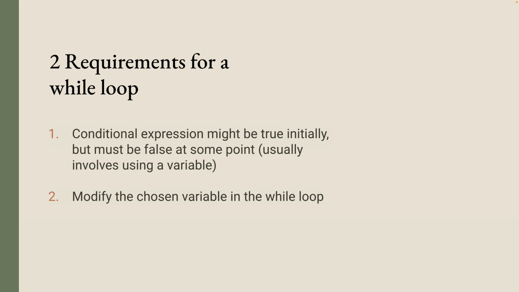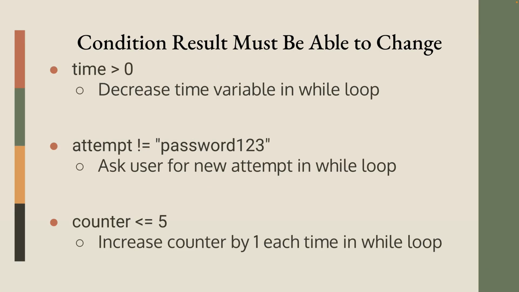Because let's say we wanted to print something 5 times, and we said counter is less than or equal to 5, but we never increase counter, then the loop is going to run forever. Or if we increase counter, but our condition was 1 is less than or equal to 5, that is also always going to run forever. So you need both of them to be true.